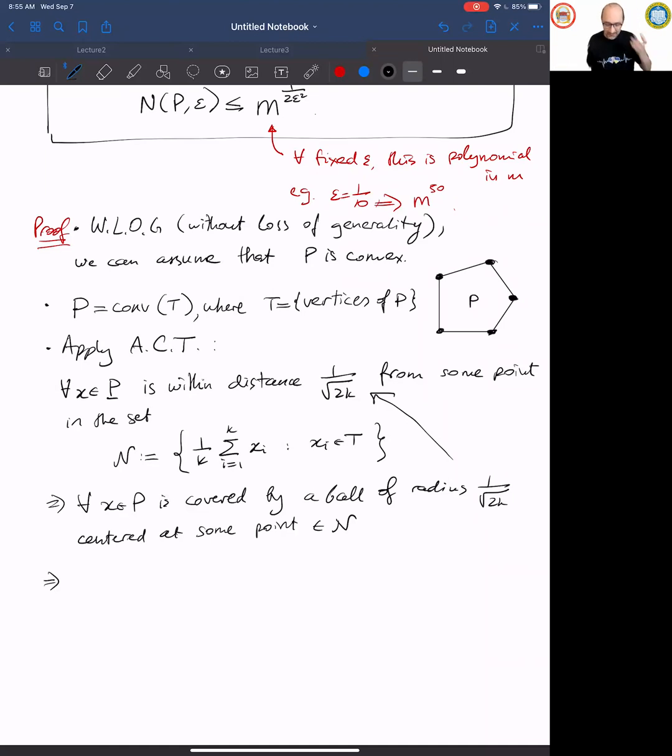So what does it mean? Just reread the sentence. Every point in this polytope is covered by a ball centered at the set. So it means that we covered the polytope with these balls. How many of them? As many as the size of the set. That's our covering. We did this covering, and how many points are in N? That's an interesting question. So let's think now.